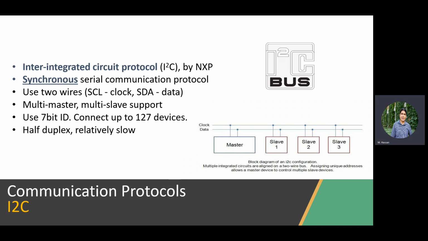It's a synchronous serial communication protocol, which means it has a common clock between the sender and the receiver. And it uses two wires, which are the clock and the data. So you only have two wires. Your clock, because it's a synchronous protocol, and the data itself, a single wire of data because it's a serial protocol.